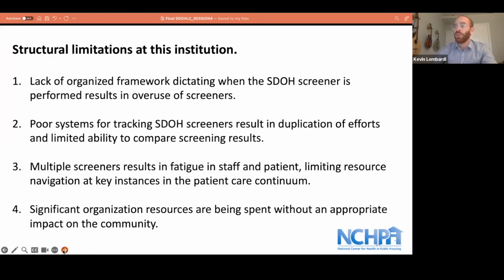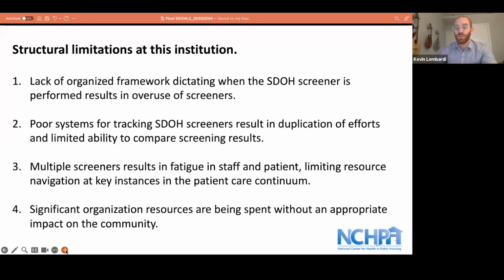And third, multiple screeners result in fatigue in staff and patients, limiting resource navigation at key instances in the patient care continuum. When individuals are in the ED for a chronic disease, SDOH fusion, let's call it, this is an opportunity to link them to resources in a very vulnerable time in their life. But much like doing a procedure on a patient that's experiencing an illness, linking a patient to care when they're experiencing an illness can be difficult as well. And those considerations should be prioritized when planning, implementing, and evaluating screening efforts.